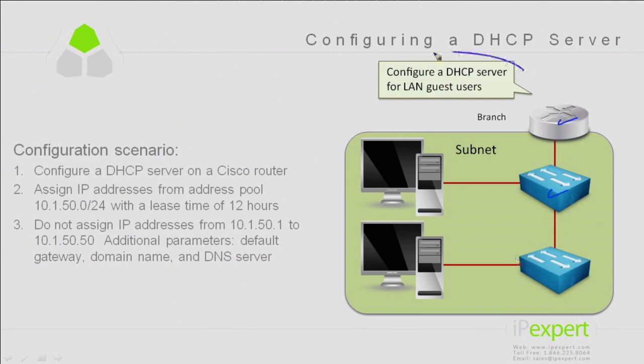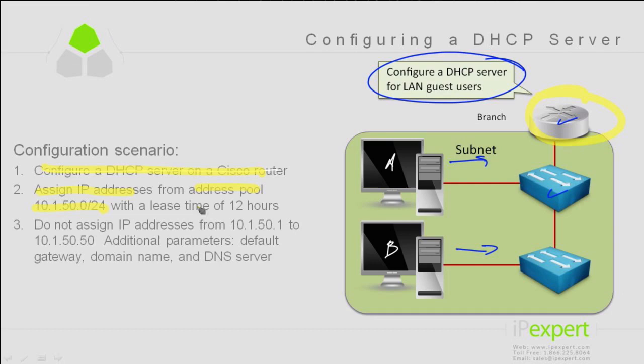So what we're going to talk about is configuring a DHCP server to support LAN guest users. In other words, in the concept here, let's say we have PCA and PCB. Looking at this, first of all we decide where we're going to make our configurations. We're going to configure DHCP on a router, so on this device right here. Now that means we're going to have to assign addresses from an address pool that we're going to define.